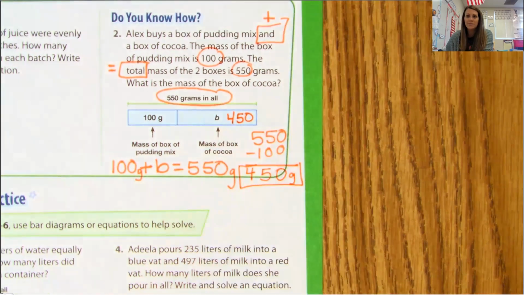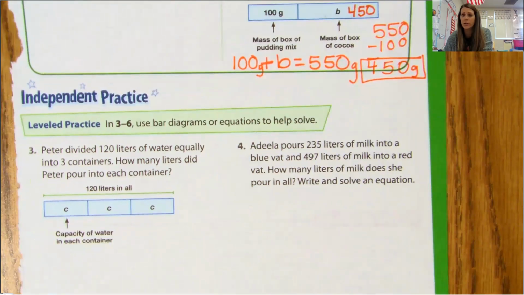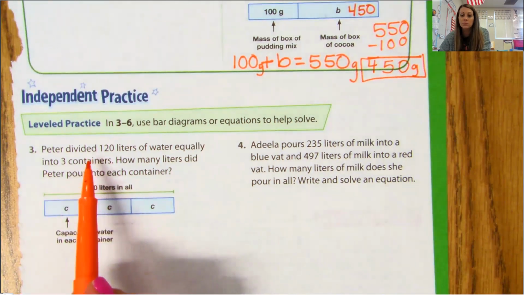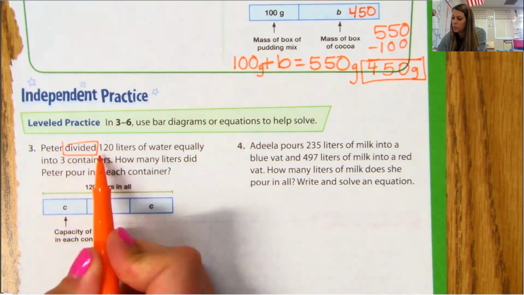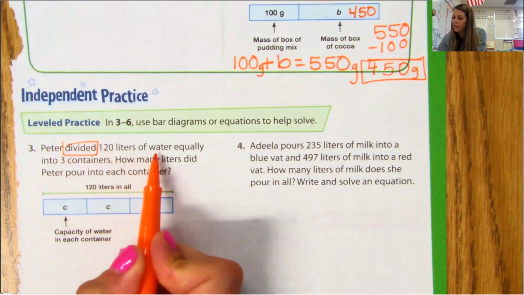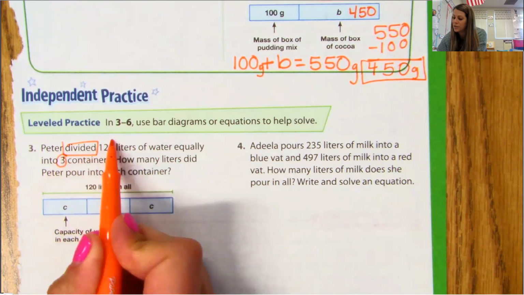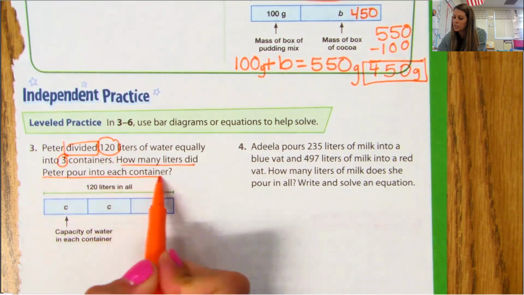Okay, friends? All right, let's look at our next one. As I'm reading it, you're hunting for those keywords. You're circling those numbers. Peter divided, should we box it? 120 liters of water equally into 3 containers. How many liters did Peter pour into each container?